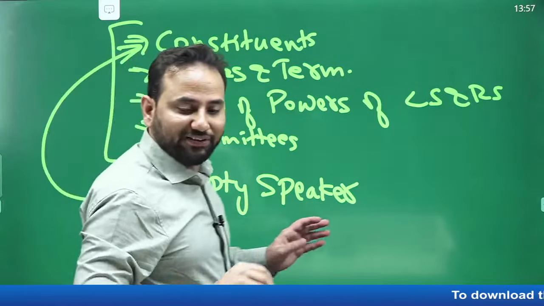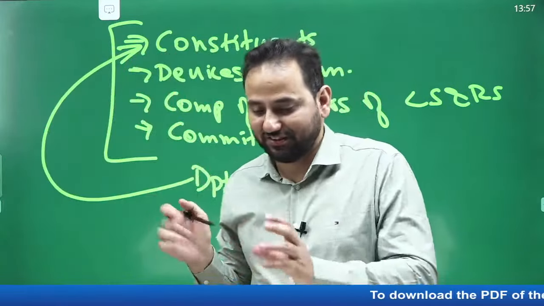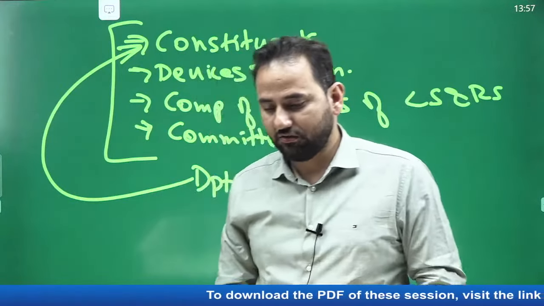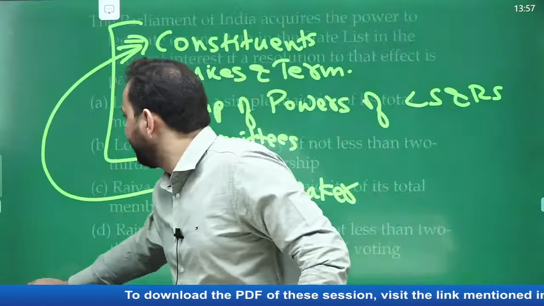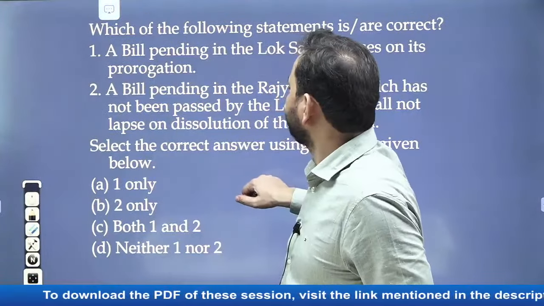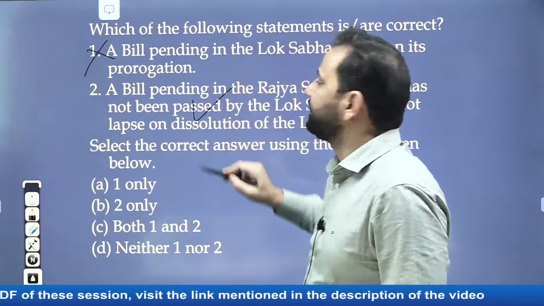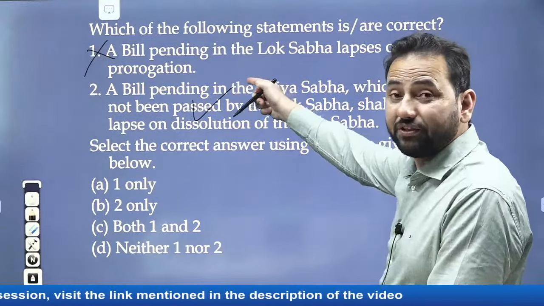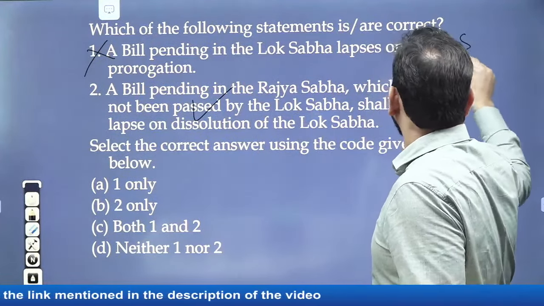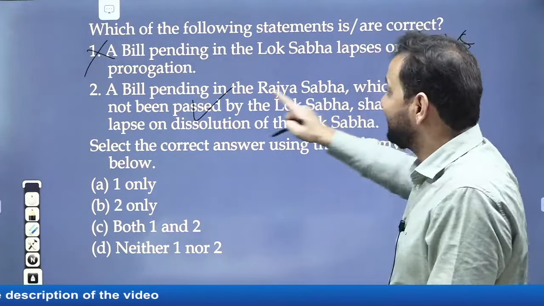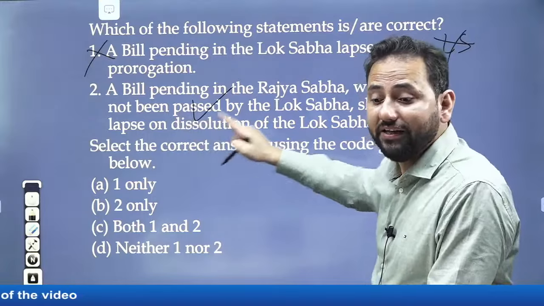Now, let me know if there is any issue with any of the questions. Anushtan, sir, answer of the bill lapse question. Answer would be B, dear. If you talk about this question, the first statement is incorrect, the second statement is correct. Now, the first statement is talking about a bill pending in Lok Sabha. What happens if a bill is pending in Lok Sabha? It lapses.